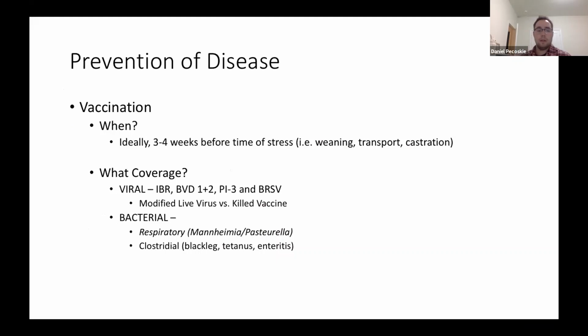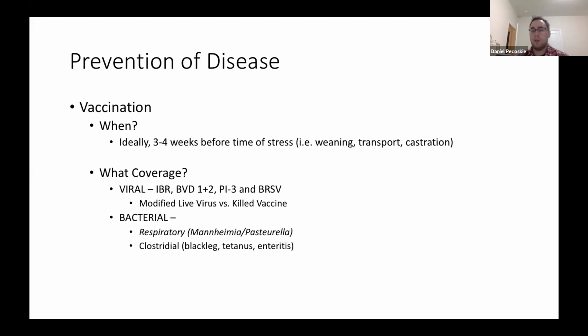So again, the when also depends a little bit on what product we're using, and I'll briefly summarize a modified live virus versus a killed virus vaccine. Usually, that 3 to 4 weeks would apply to a modified live virus. A killed vaccine could be given at the same time. If you're using a killed program, it would typically need to be boosted, and then the second shot would happen at the time of weaning or etc.